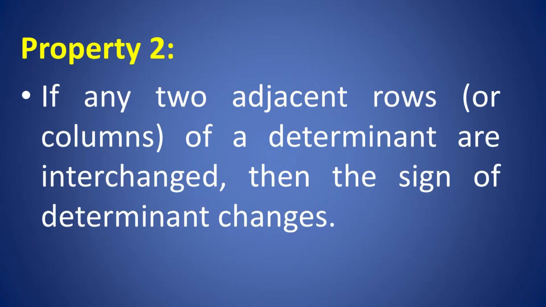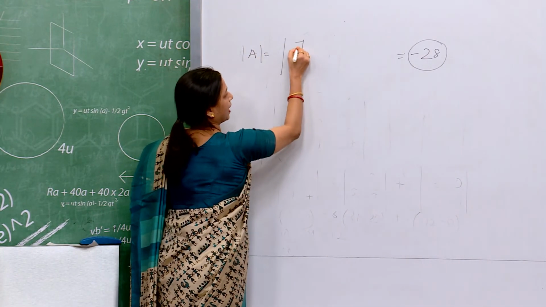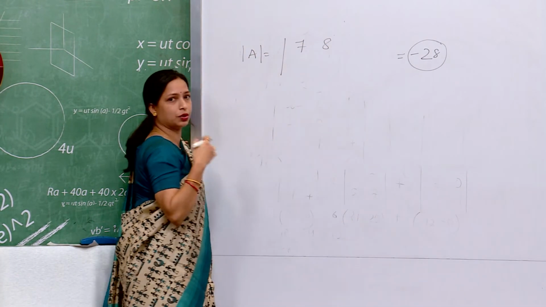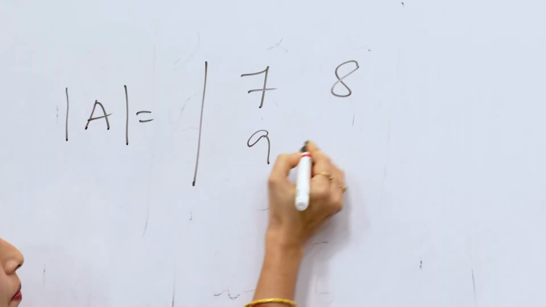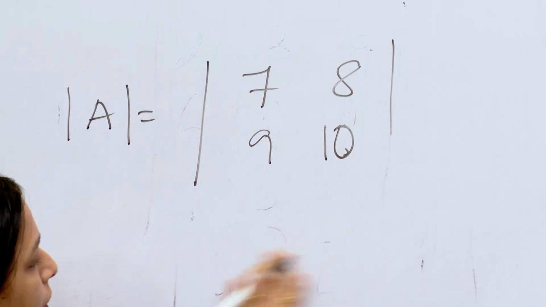As you can see in the slide, it is written that if any two adjacent rows or columns of a determinant are interchanged, then the sign of the determinant changes, right. Sign of the determinant changes. Okay. Now, let me explain it with the help of an example. Let me take the same example 7, 8, 9, 10. I am taking an order 2 determinant for simplification.